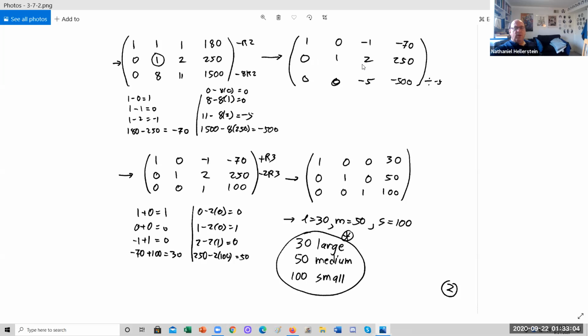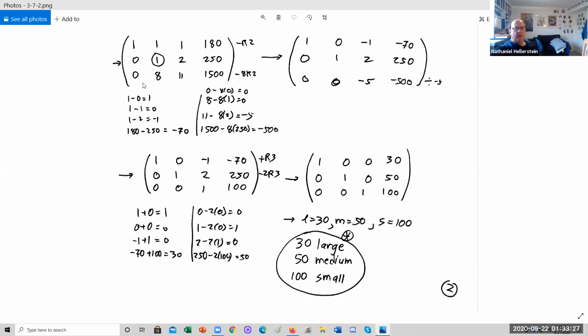Middle row is still 0, 1, 2, 250. Top row, let's see. 1 minus 0 is a 1, goes there. 1 minus 1 is a 0, goes there. 1 minus 2 is a negative 1, which goes there. And 180 minus 250 is a negative 70, which goes there.